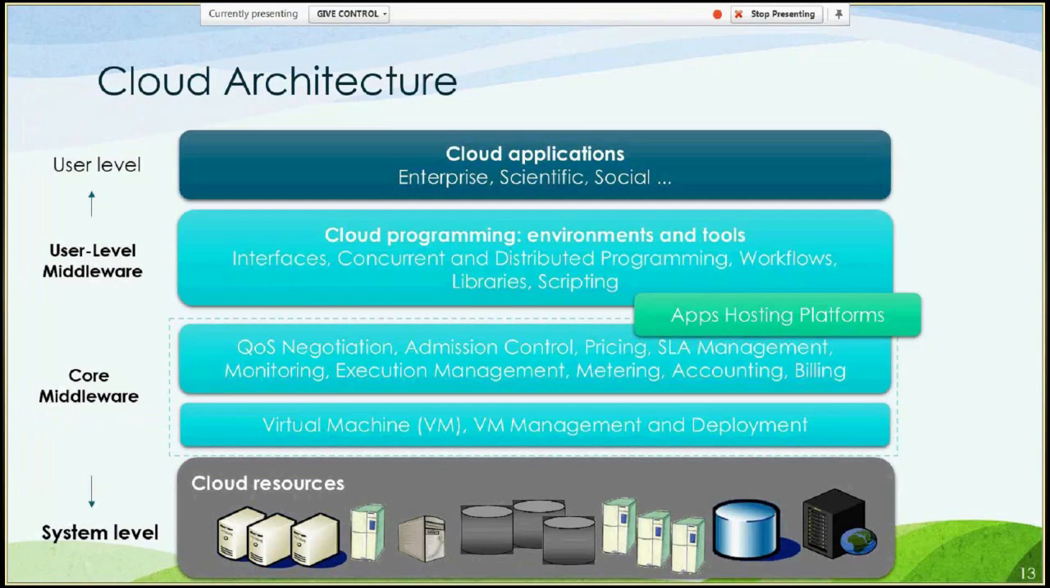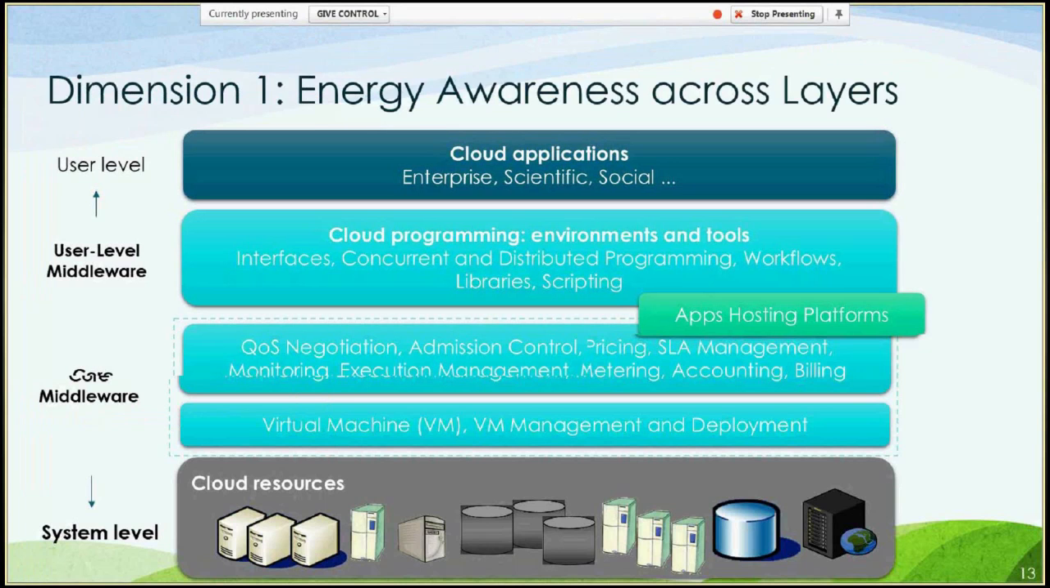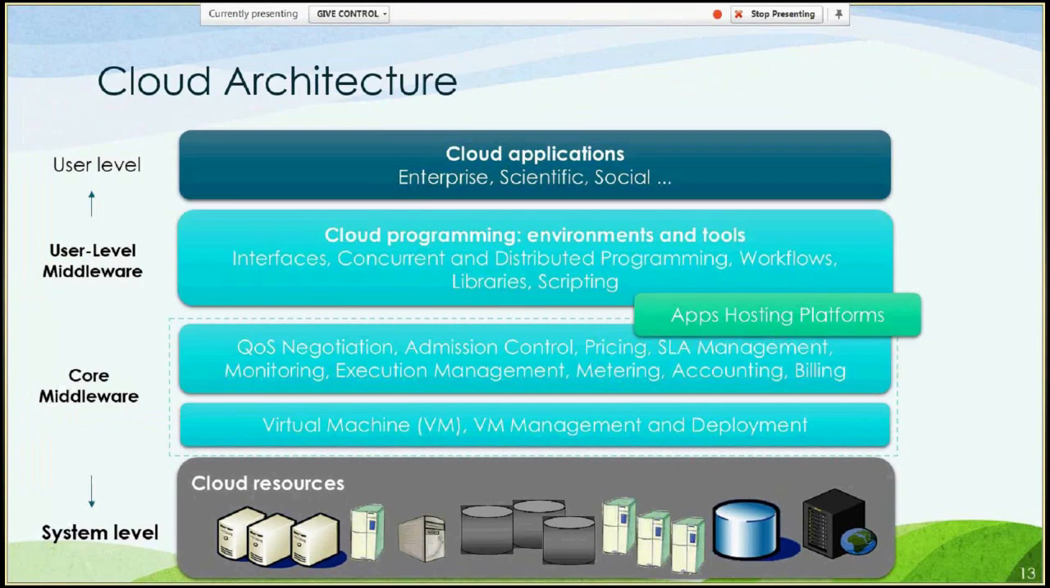Taking an example of cloud architecture as we understand it today, we have the user level and the system level, from the top, using a top-down approach. Right in the middle, we have the middleware. We have the cloud programming with its environments and tools. We have the core middleware that looks at how you can manage your application, and certainly the virtualization layer that sits between the application management and the cloud resources.